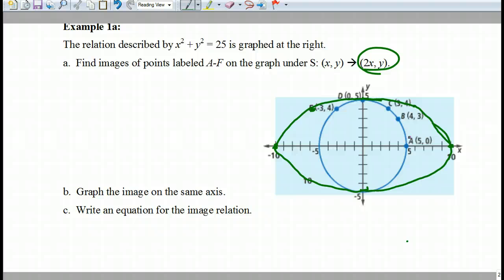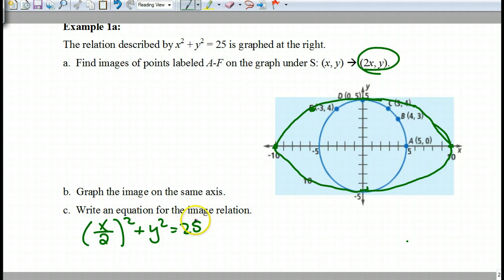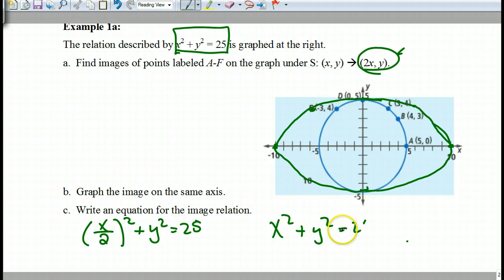Now it says write the equation for the image relation. What we're going to do is just replace the x by x divided by 2, squared, plus y squared equals 25. Notice how this is opposite of this. Why are you squaring it? Because it was squared to start with. I'm just replacing the x. The original thing was x squared plus y squared equals 25. So you replaced it with x over 2 here? Yes. Yep. Okay.